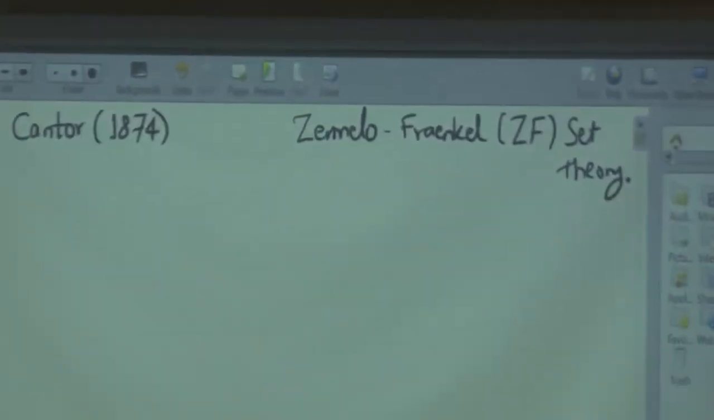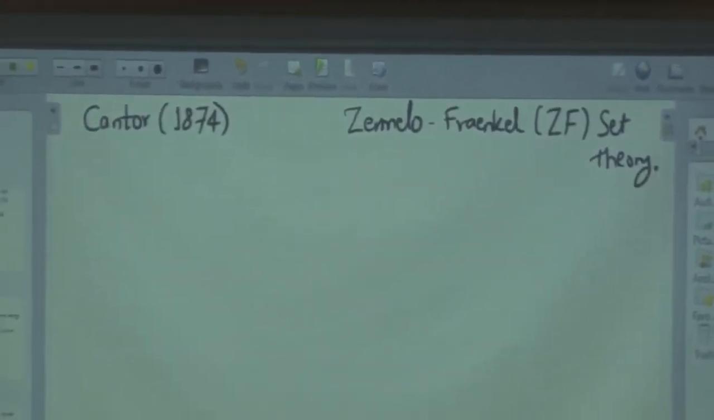You must have heard of ZFC axioms. We are not going to talk about C yet. C stands for choice, which is a very interesting topic in itself. So Zermelo-Fraenkel set theory, ZF set theory, tells you what you can do.